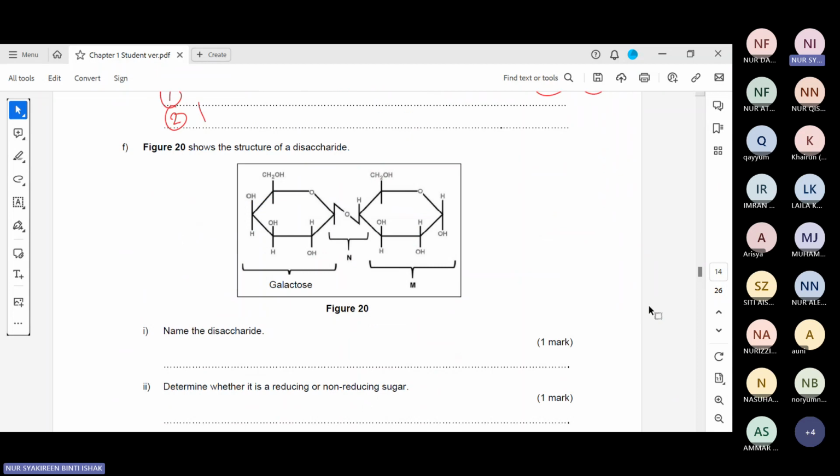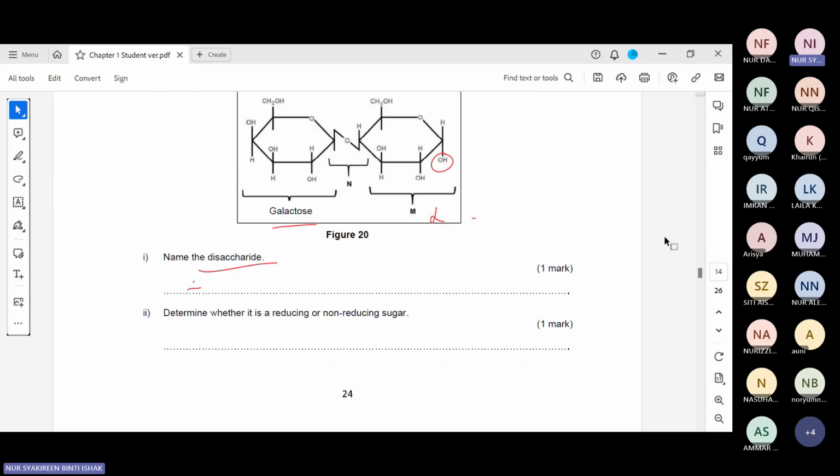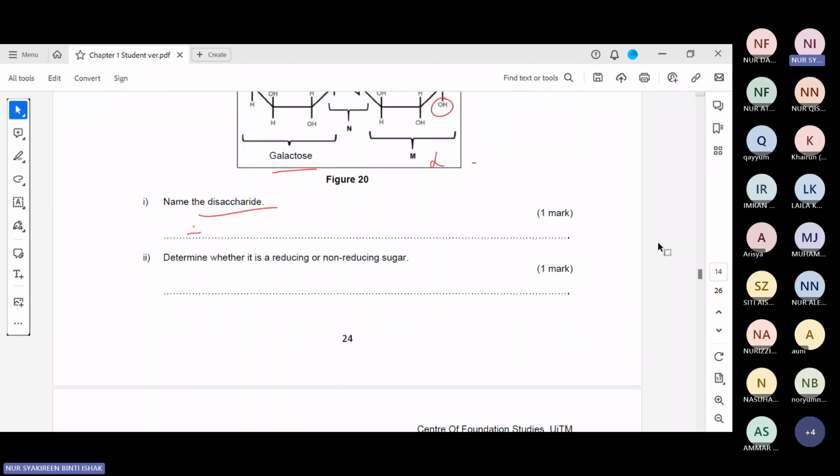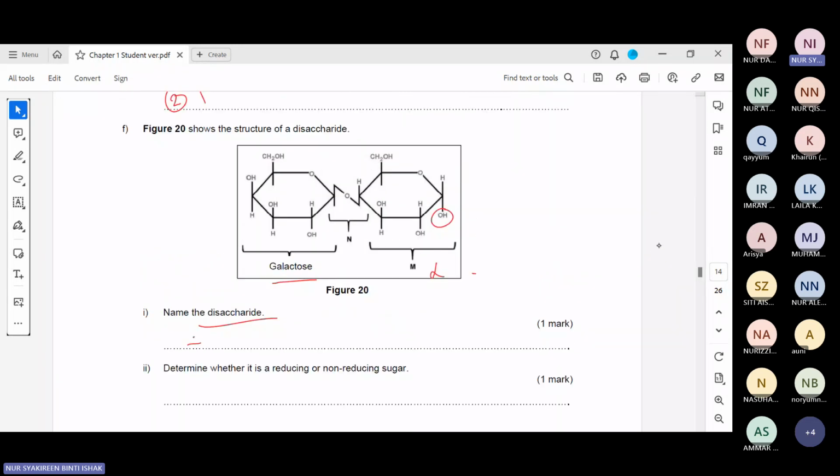So next question, figure 20 shows the structure of a disaccharide. Look here, there is galactose, here the OH is at the bottom. So this is glucose, alpha glucose. So name the disaccharide, it is lactose. Okay, lactose is a disaccharide. Determine whether it is a reducing sugar or not. So you can see it has a free carbonyl group. Yes, it is a reducing sugar.